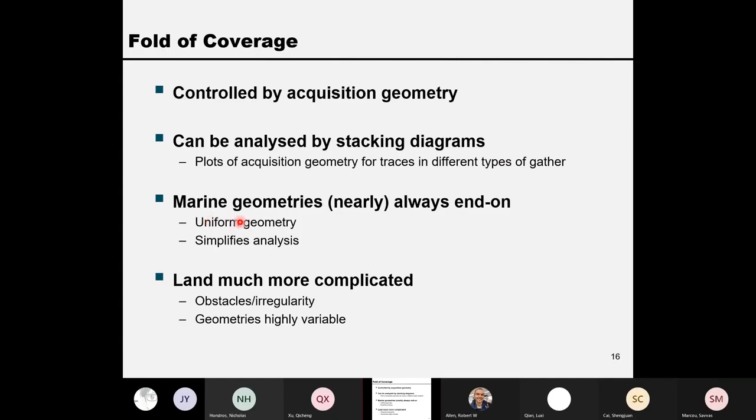For marine acquisition, geometries are always end-on, which means your source is at the end of an acquisition line, leading on. And the receivers most likely have a regular interval, a uniform geometry. Such a uniform geometry will simplify analysis in terms of CMP analysis. However, for land acquisition, the geometries are much more complicated, right? Because of obstacles and surface irregularity, the geometries are highly variable. That's the land acquisition.